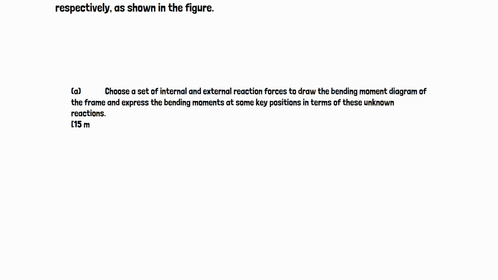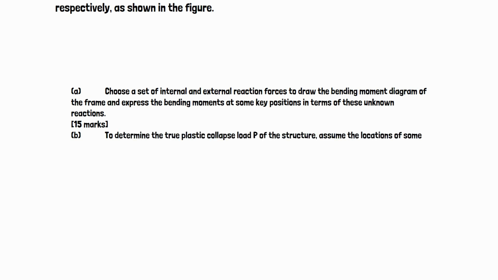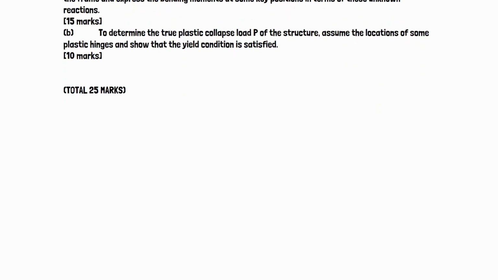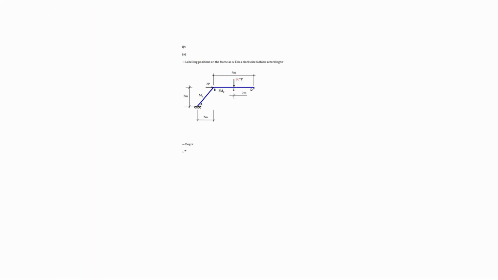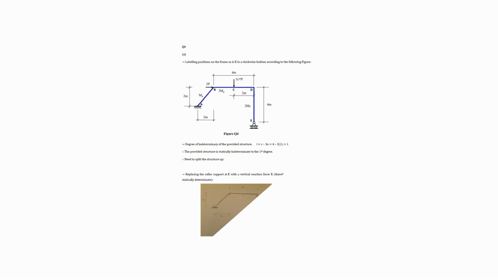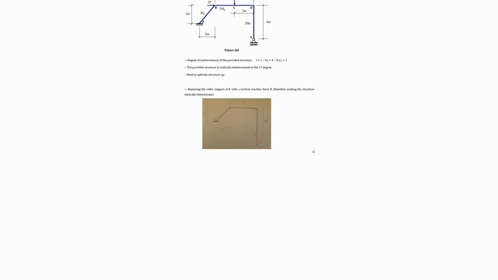15 marks. B. To determine the true plastic collapse load P of the structure, assume the locations of some plastic hinges and show that the yield condition is satisfied. 10 marks. Total 25 marks. Figure Q4. In question 4, part A, we label positions on the frame as A to E clockwise.